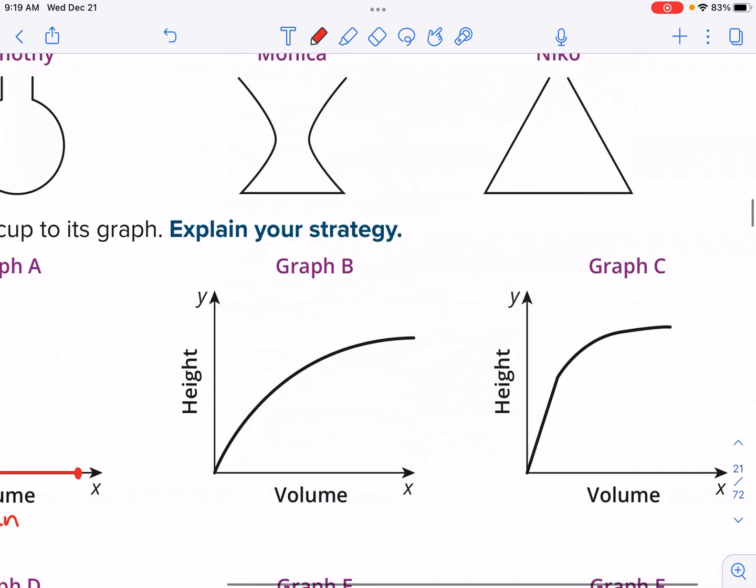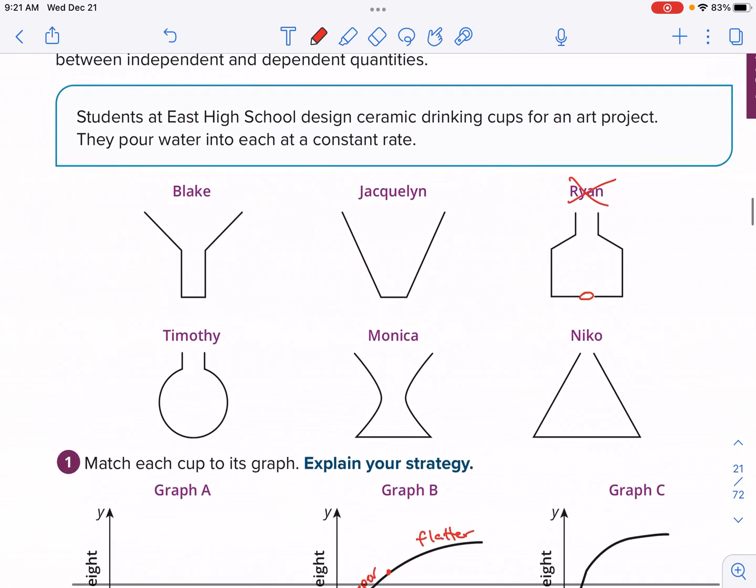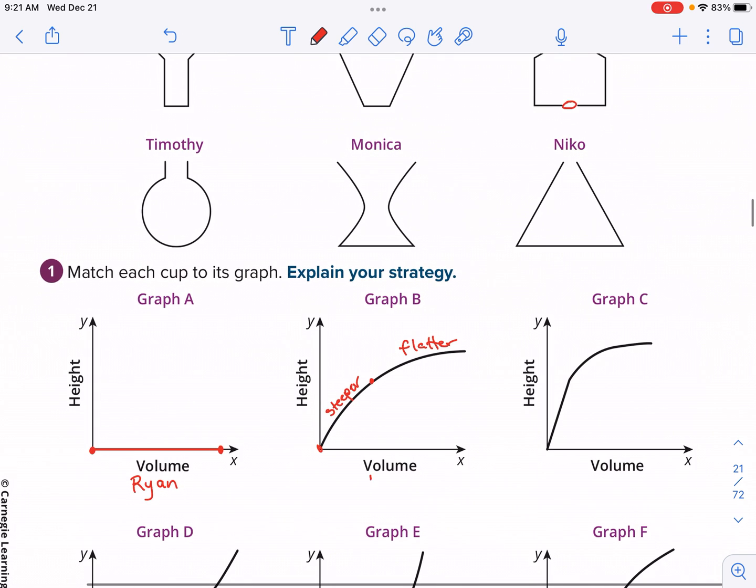For this one, B, it tells us that the height is increasing. This part, from here to here, is steeper than this part here, which is flatter. When it's steeper, that means it fills up faster, and when it's flatter, it fills up, but not as fast. So what would fill up faster toward the beginning and not as fast at the end? That would be Jacqueline's here. I'm just going to put Jackie.